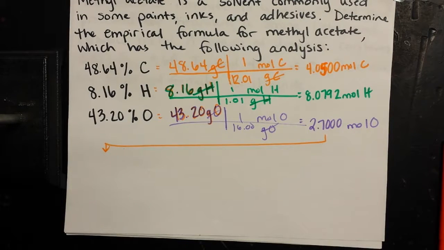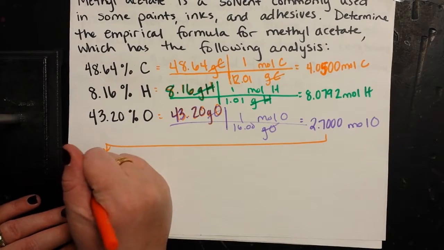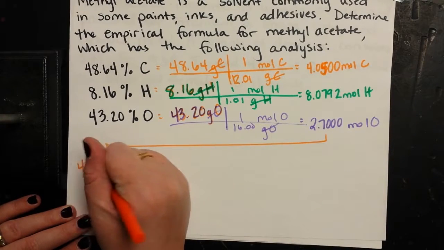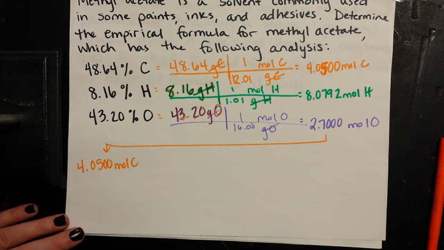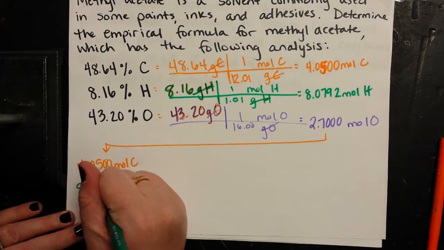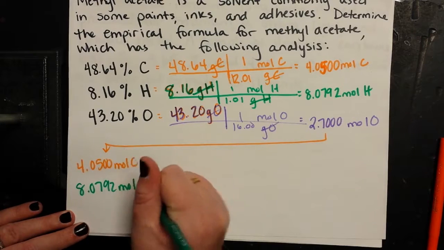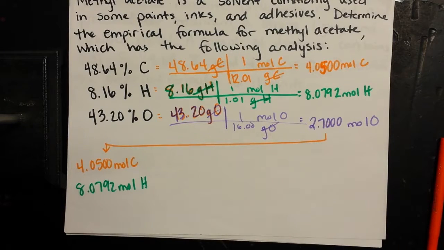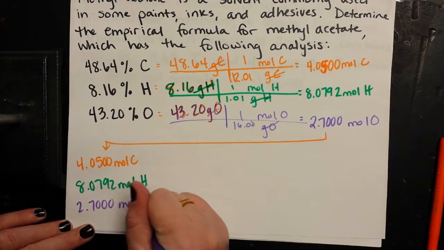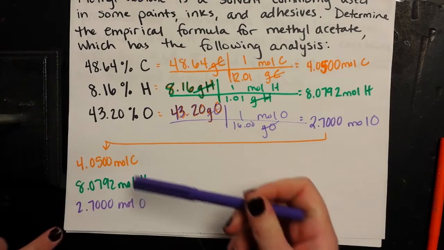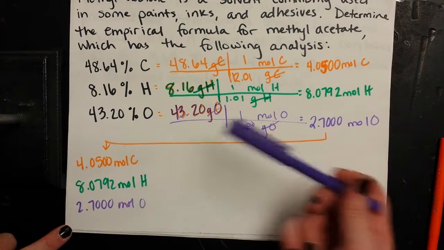I'm going to work everything in the same color now. Actually, you know what? I like the colors. Let's do this. Now, that means that if I've got 4.0500 moles of carbon, and 8.0792 moles of hydrogen, and 2.7000 moles of oxygen, I can see what's the ratio of moles of each of these to each other.